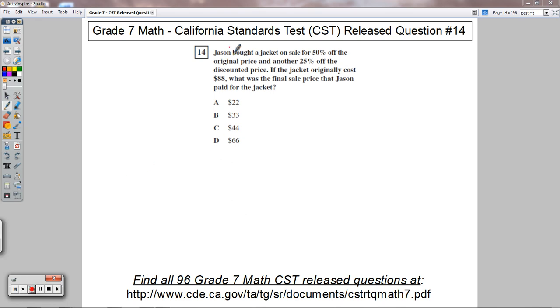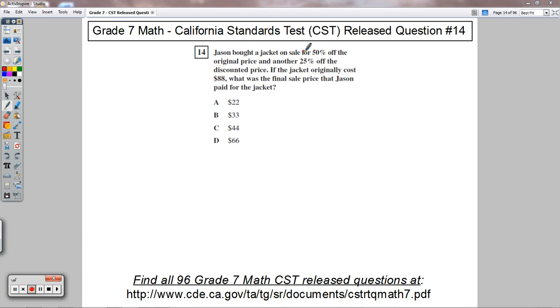This is question 14. It says Jason bought a jacket on sale for 50% off the original price and another 25% off the discounted price. If the jacket originally cost $88, what was the final sale price that Jason paid for the jacket?